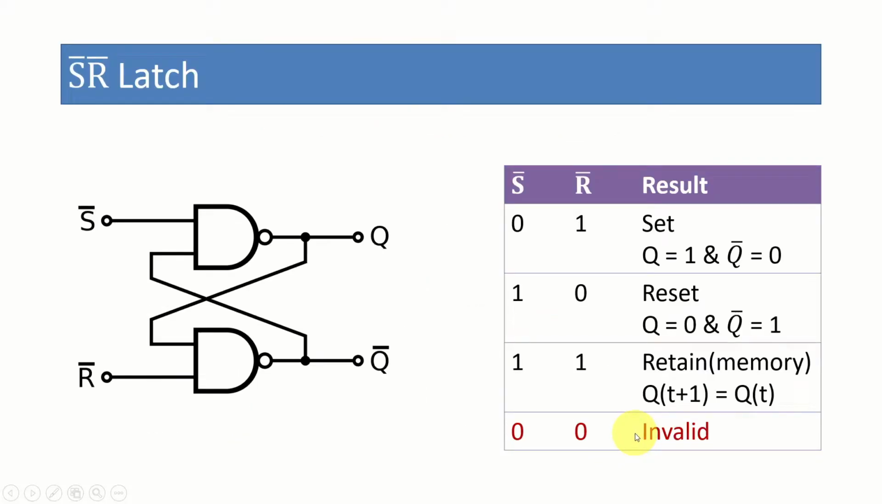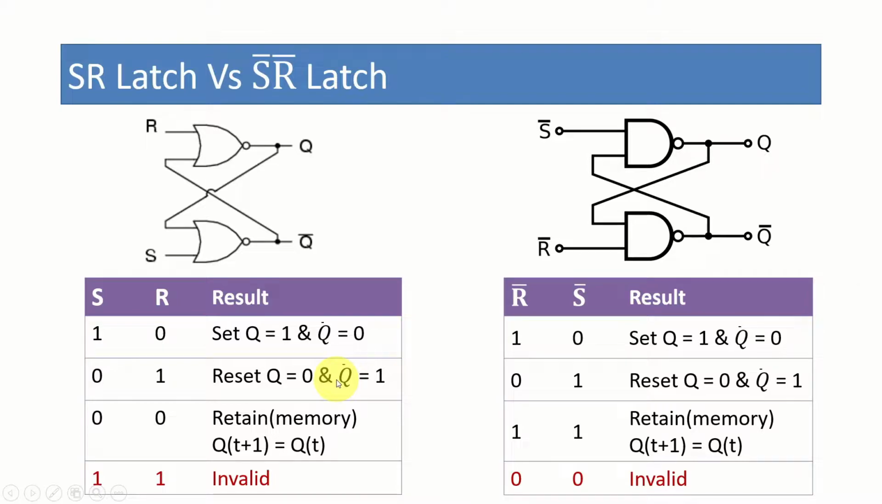S bar R bar latch is pretty much similar to the SR latch. The best way to understand the S bar R bar latch is to compare it with the SR latch, which we have already discussed. So let's do the comparison. The SR latch consists of two NOR gates, whereas the S bar R bar latch consists of two NAND gates. We are using slightly different notation in the S bar R bar latch. So rather than R, we call it S bar. Rather than S, we call it R bar. And you can see that it is just to give it a different name.